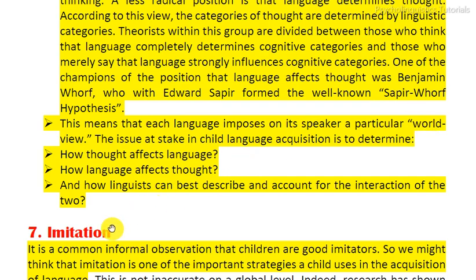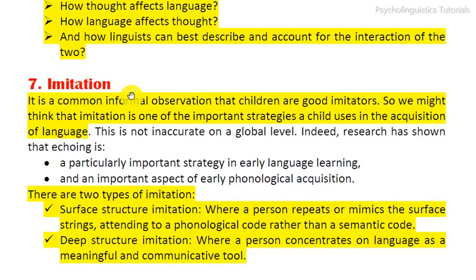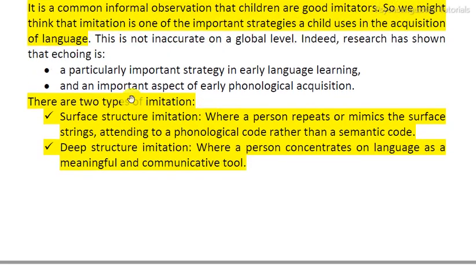Okay, number seven is imitation. It is a common informal observation that children are good imitators. So we might think that imitation is one of the important strategies a child uses in the acquisition of language. There are two types of imitation: surface structure imitation and deep structure imitation. In surface structure imitation, a person repeats or mimics the surface strings, attending to a phonological cord rather than a semantic cord. In deep structure imitation, a person concentrates on language as a meaningful and communicative tool.